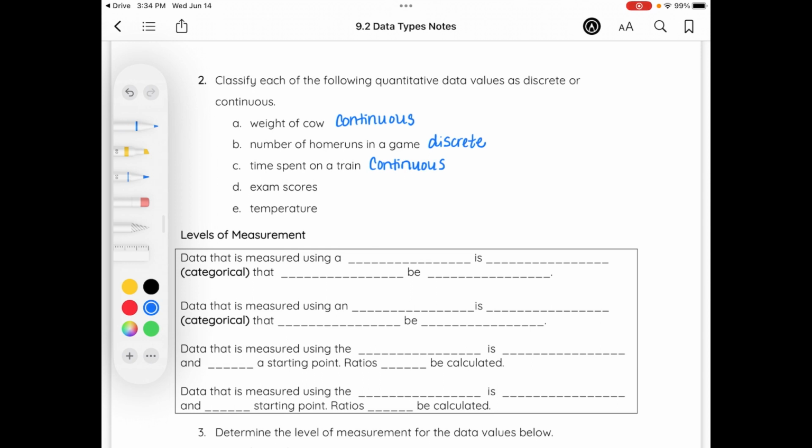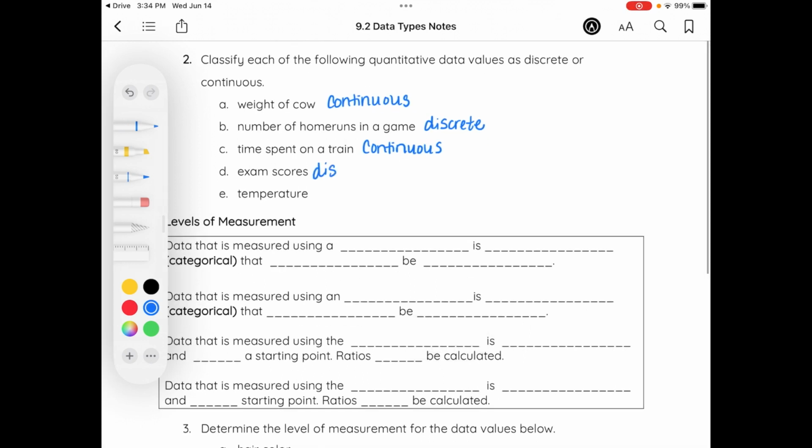Exam scores are discrete. I could see making an argument for continuous, but it is considered discrete because they are typically measured and reported as whole numbers or specific categories. Discrete data consists of distinct and separate values that can be counted individually. In the case of exam scores, each score represents a specific value or category that cannot be further divided or measured as fractions or decimals.